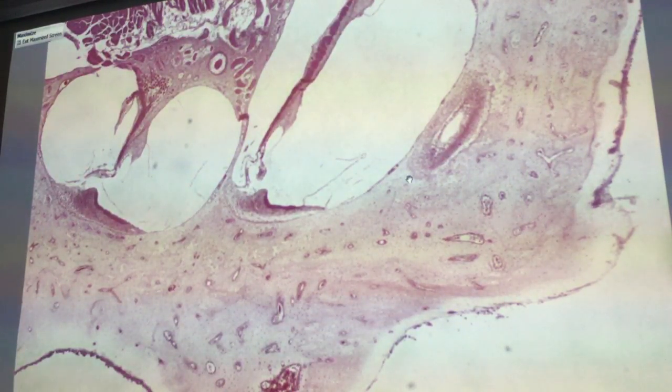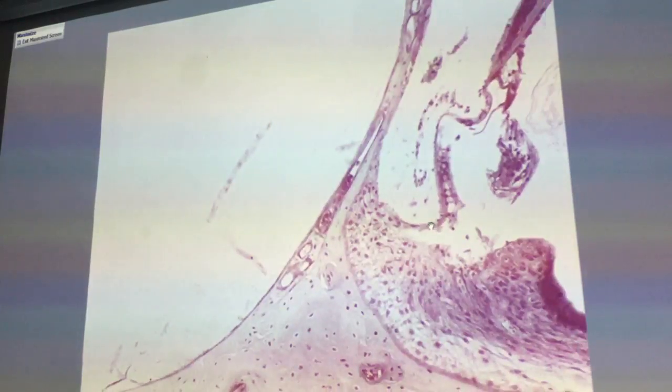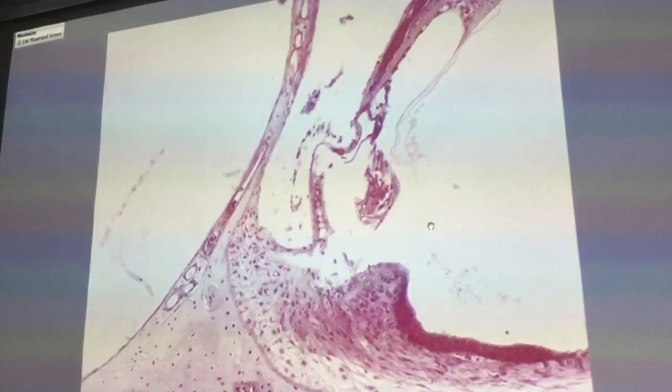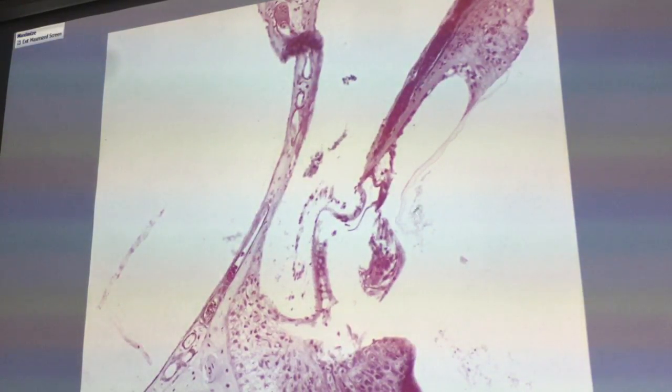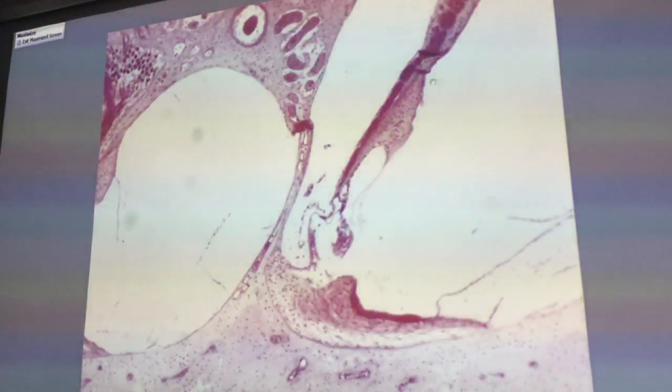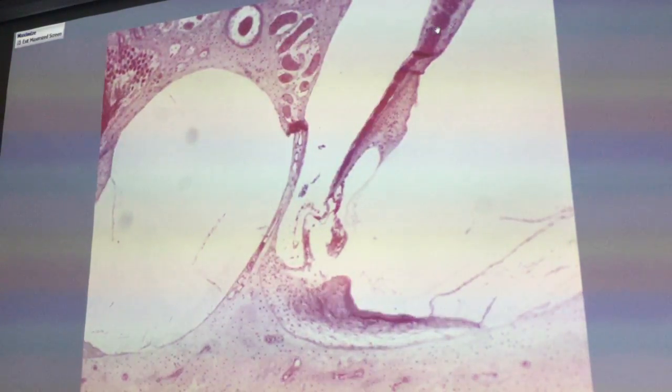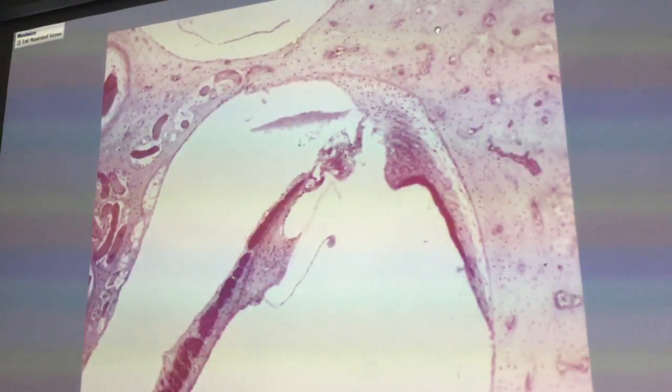The tectorial membrane touches the hair cells. This is the tectorial membrane. It touches the hair cells located here. Ganglion cells send their dendrites towards hair cells. This is the basilar membrane, where the organ of Corti resides.